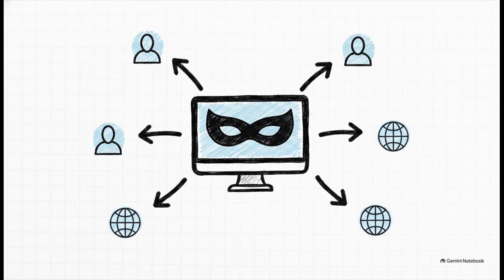Enter the ultimate solution, the digital disguise. By using rotating proxies, you distribute your web requests across multiple different IP addresses. This makes your scraping activity look way more like normal user traffic coming from all over the place. It effectively creates a digital mask that prevents those annoying interruptions. For any serious scraping project, proxies aren't just a luxury, they are absolutely essential for maintaining reliability.